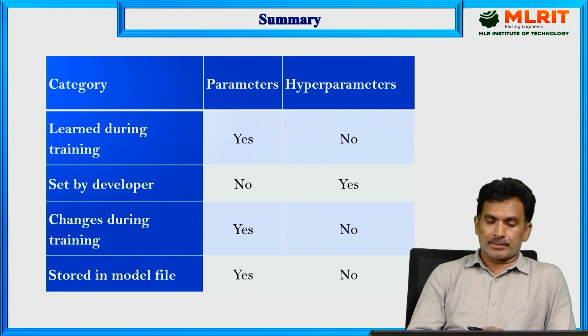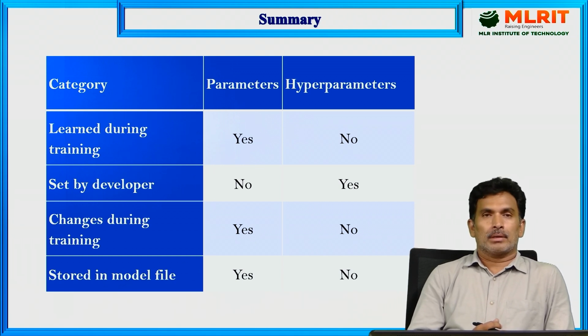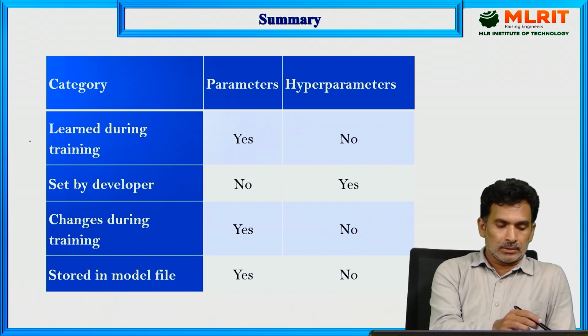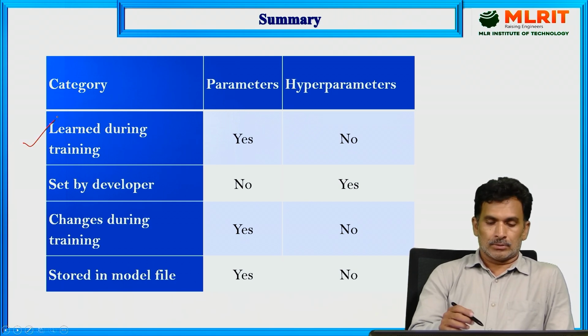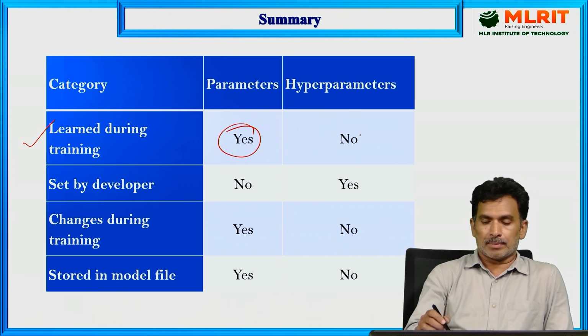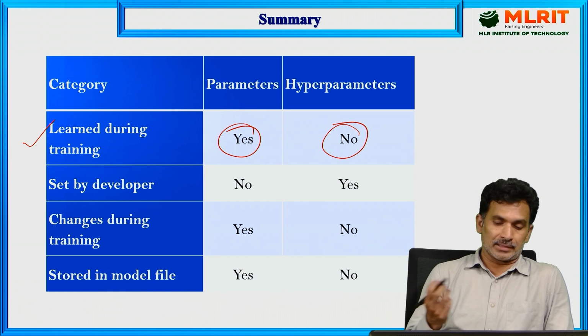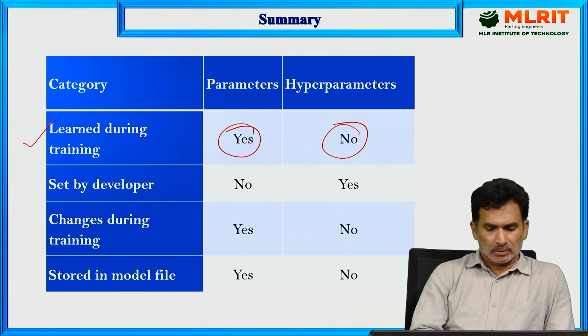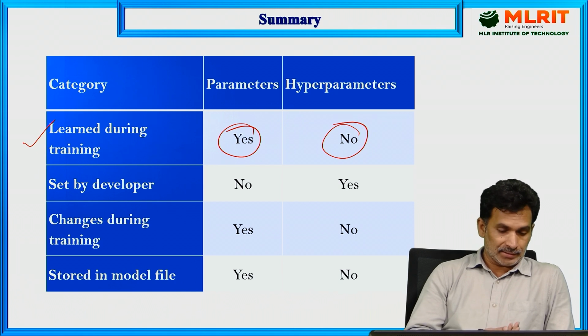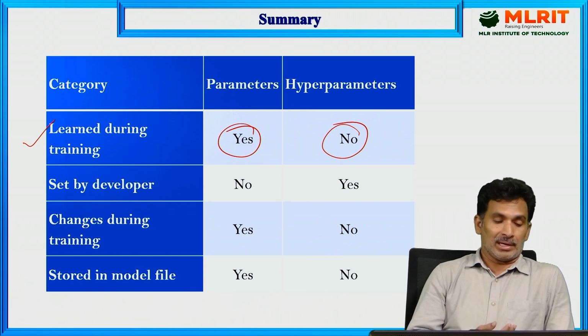Now let us understand the differences. Suppose a data scientist is involved and has control over these two varieties, parameters and hyperparameters. Learned during the training process: the parameters are learned during the training process, whereas hyperparameters are not learned, because they are set by the framework, or set by the developer, the data scientist, or the ML engineer.